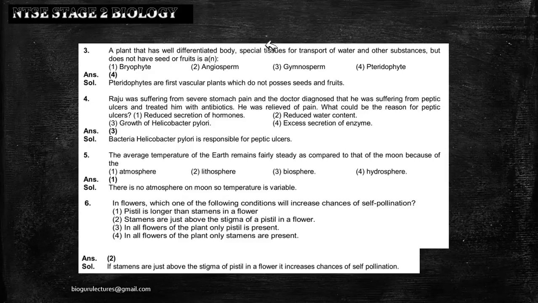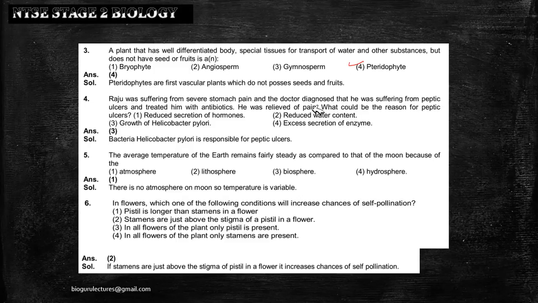Next, let's continue with the third one. A plant that has a well differentiated body, special tissues for transport of water and other substances, but does not have seed or fruit is a. So you can say it's a pteridophyte because it has special tissue for transport, which means it gradually developed the vascular tissues, and so option 4 is correct here.